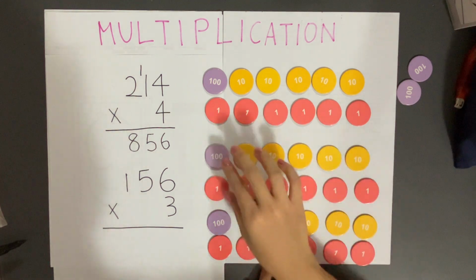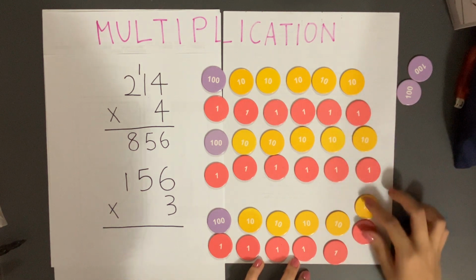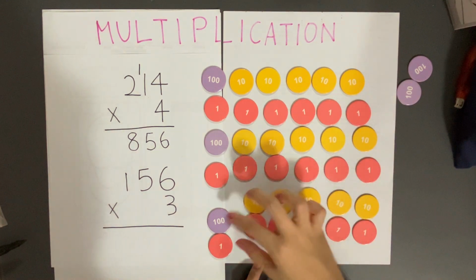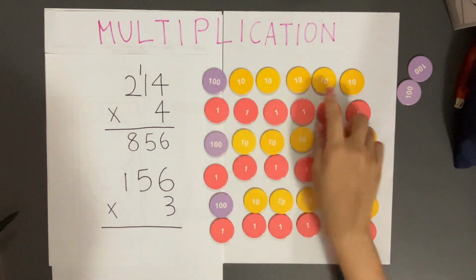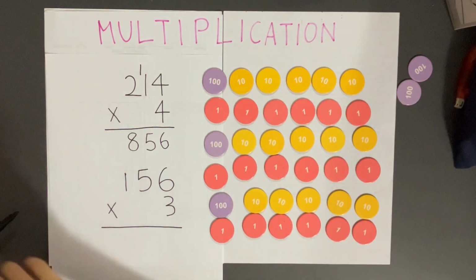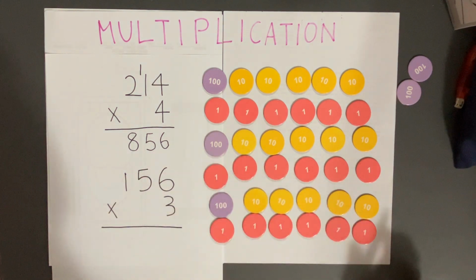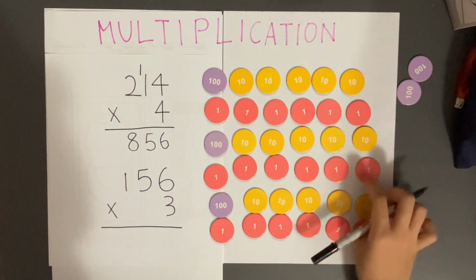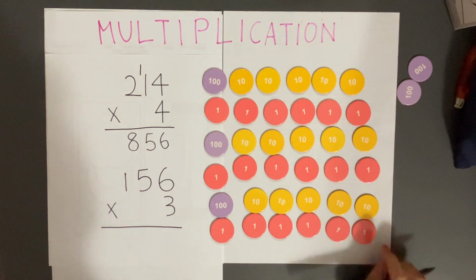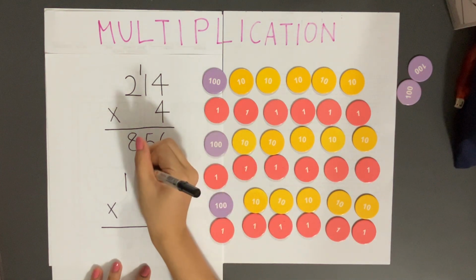Okay, let me just move everything up a bit so you can see everything. Okay, so we have 100, 5 tens, and 6 ones in each group. Now I still start from the ones column. 6 ones multiplied by 3. Okay, let's count how many ones do I have. 1, 2, 3, 4, 5, 6, 7, 8, 9, 10, 11, 12, 13, 14, 15, 16, 17, 18. 18 ones. I will have 8 ones and 1 ten.